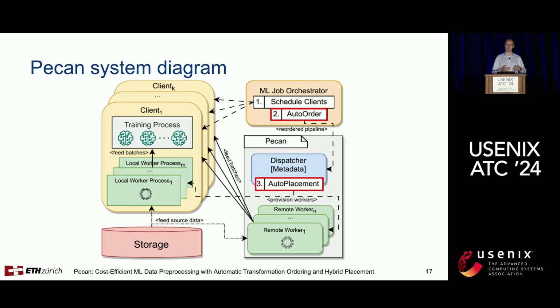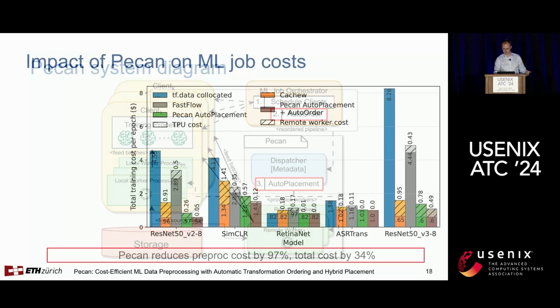On the other hand, the auto placement policy is something that we cannot easily execute in an analytical way. Therefore, we need to wait for runtime metrics. And this is something that the dispatcher will do for us, and then it will suggest in which direction we should increase or decrease certain workers.